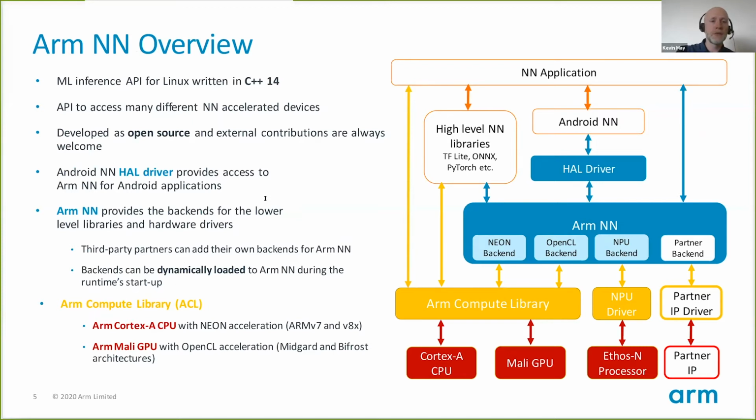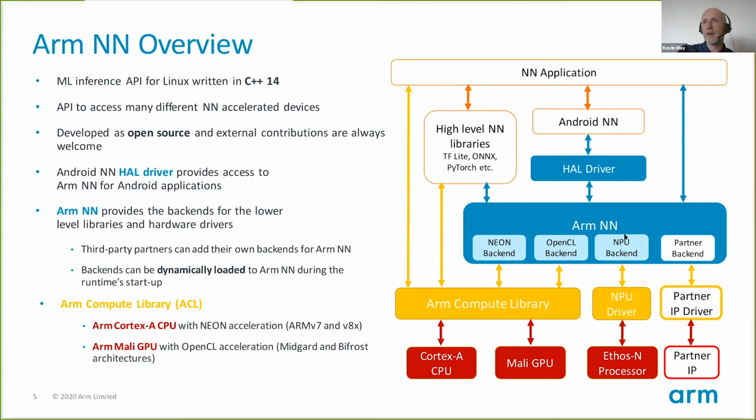So here's a quick overview, which I think is useful to give us an idea of where it sits in relation to high-level neural network libraries and Android applications. The blue components here are Arm NN, which consists of the HAL driver that provides access to Arm NN for Android applications. And then the Arm NN SDK itself, which provides the backends for the lower level libraries and hardware drivers. The backends that are added by default would be the Neon backend and the OpenCL backend. These interface with the Arm Compute Library, which provides access to the Cortex-A CPUs and the Mali GPUs.